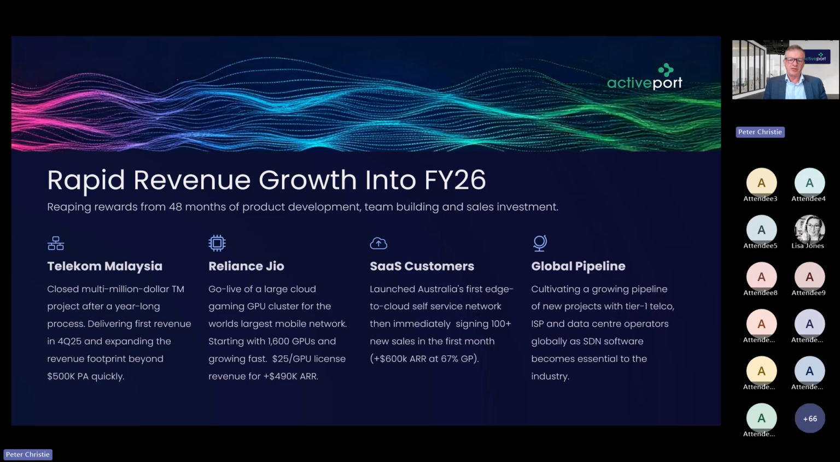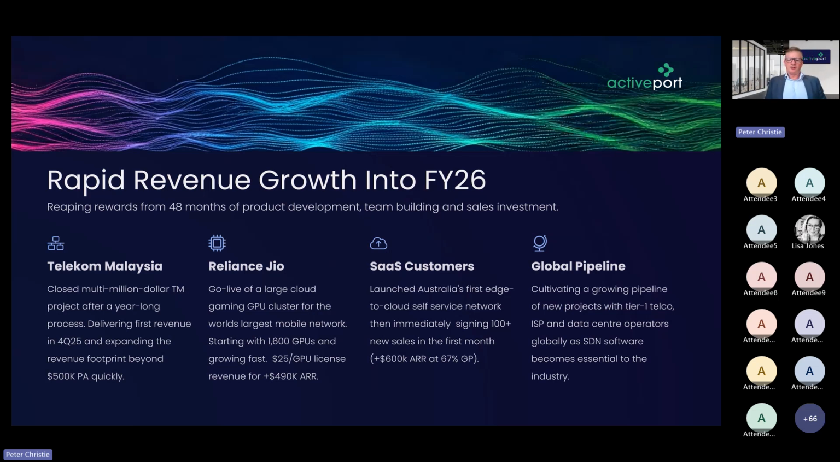So we're very excited about the Jio project. It did take a long time to close, but it is ramping up quite quickly. We can see the numbers of users on our cloud gaming network, the number of live game starts on an hourly basis, increasing exponentially right now. So it's a fantastic project for us.